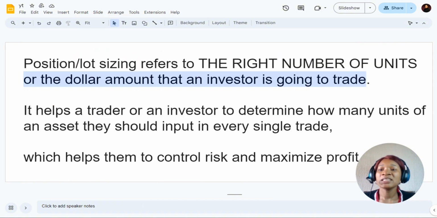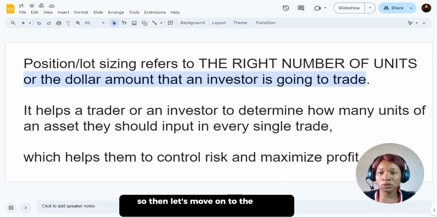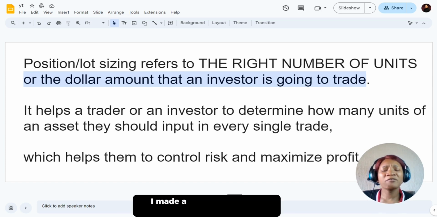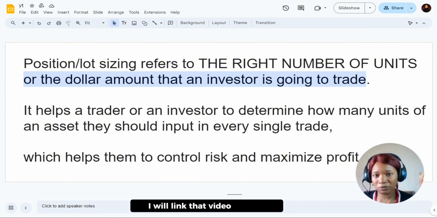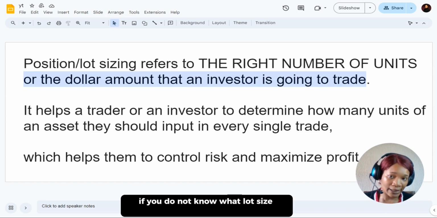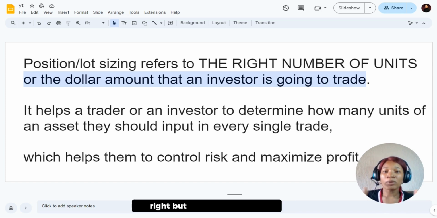Okay, so then let's move on to the next thing: position or lot sizing. I made a video on lot sizes some time ago. I will link that video up here so that you can get access to it if you do not know what lot size or lot sizing means, right? But let's get back to it.